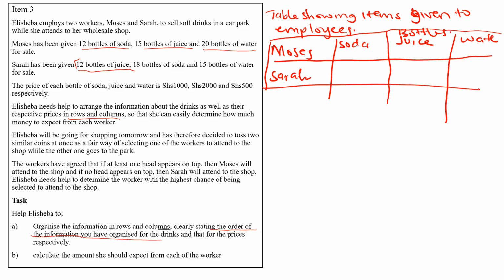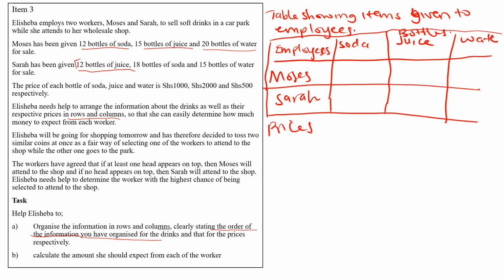Then I can write employees. First of all, I have Moses. Then I have here Sarah. Then these are the items. And again, allow me to put here prices.